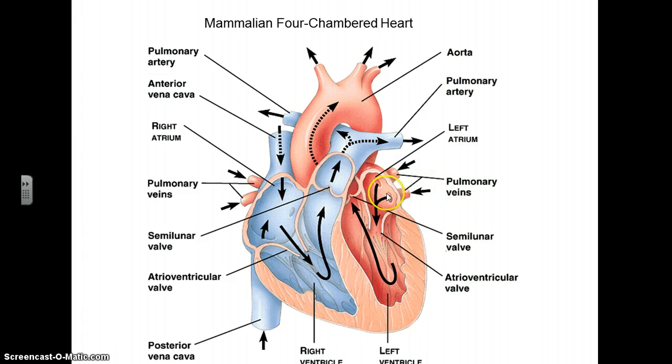And then the major artery leaving the heart from the left side is known as the aorta. And there are several branches that go off to the upper portion of your body, and then a major one that goes down to the lower part of your body.